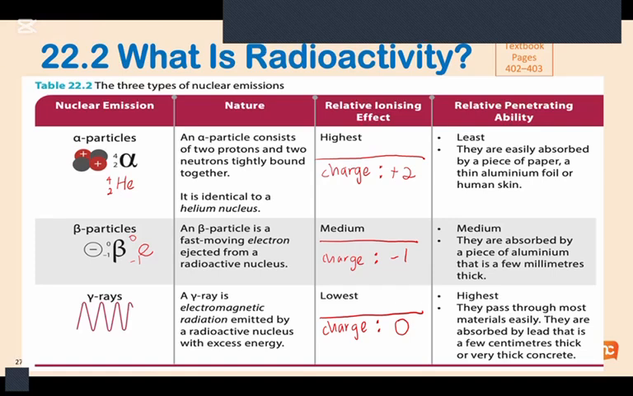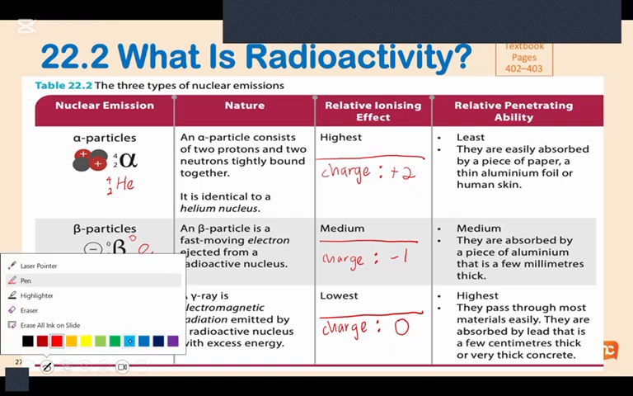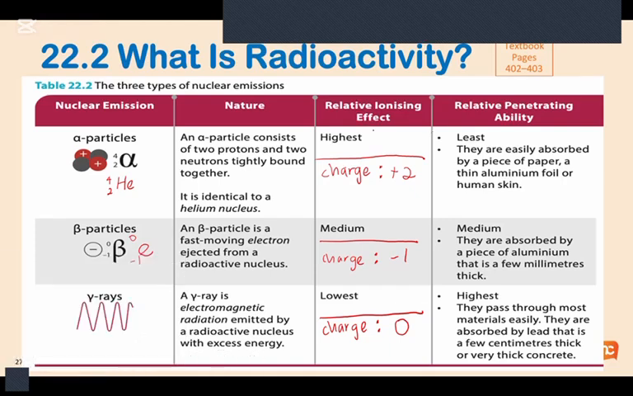So I'm going to jot down here. You may also want to jot down. Okay, it's the biggest and heaviest out of all. So what does it mean by bigger and heavier? It means that it moves very slow. And when it moves very slow, it's able to interact with the materials around it more.